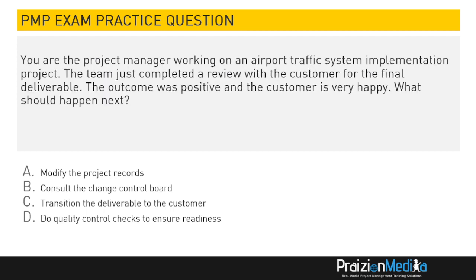Okay, let's give it a bit of time. All right, 3, 2, and 1. Let's take a look. So again, you've got to put on your process of elimination hat. It says the customer is very happy. So what should happen here is not to modify the project records. It's not to consult with the change control board. There's no need to do that. And doing quality control checks to ensure readiness should have already been done. We've moved forward from there, and the best thing to do is to transition the deliverable to the customer because the customer's accepted it clearly.